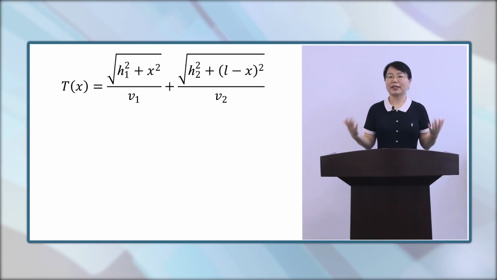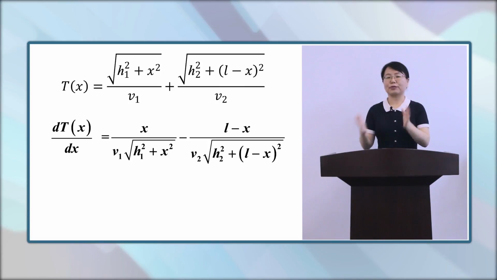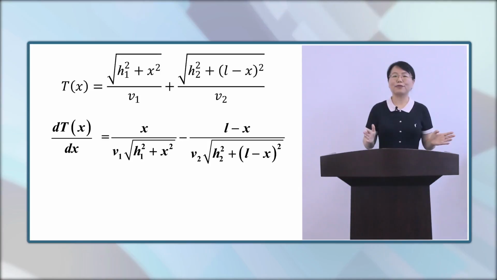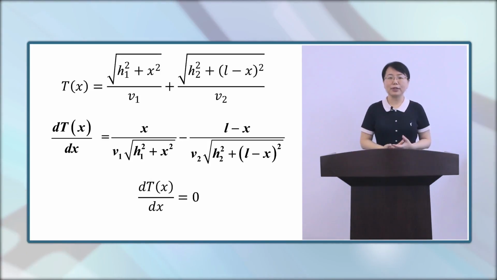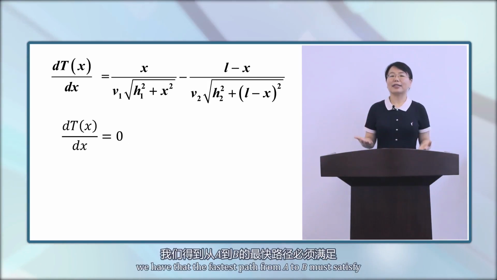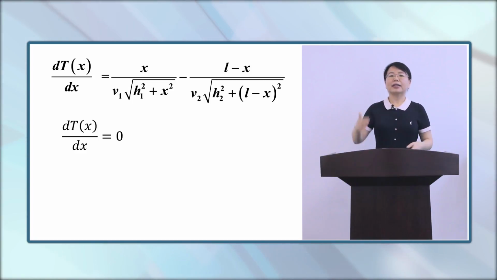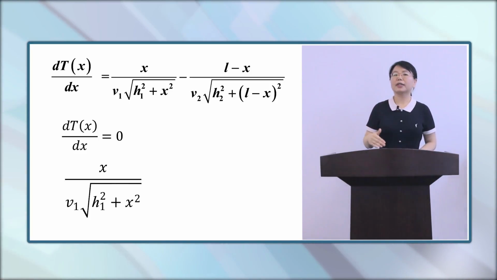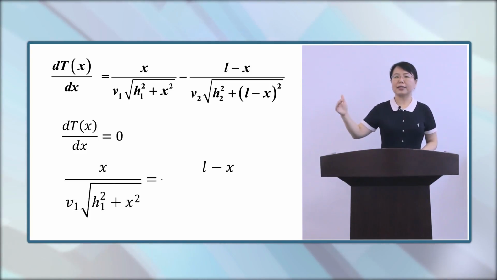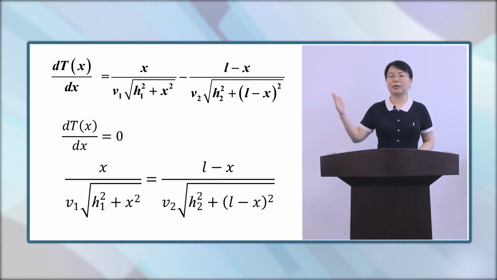Then, after we find the time, we can take the derivative. So we find the derivative one by one. Then, using the fact that at the minimum value dt/dx should be equal to 0, I mean the derivative should be equal to 0, we have that the fastest path from A to B must satisfy that x over v1 times square root of h1 squared plus x squared equals (l minus x) over v2 times square root of h2 squared plus (l minus x) squared.